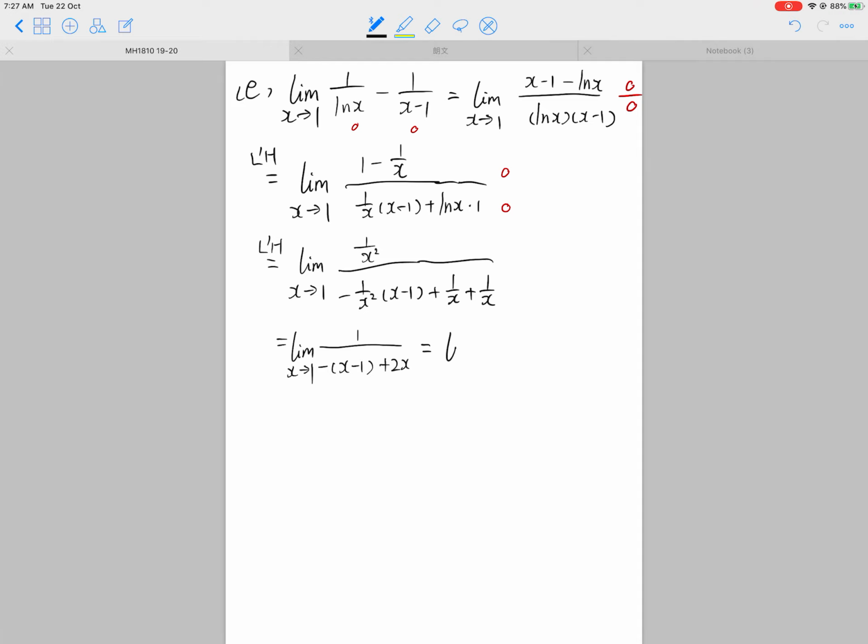Okay, it's just the limit of 1 over x plus 1, right? When x is approaching 1, so it is 1 over 2. Okay.